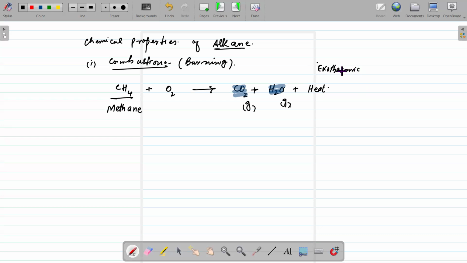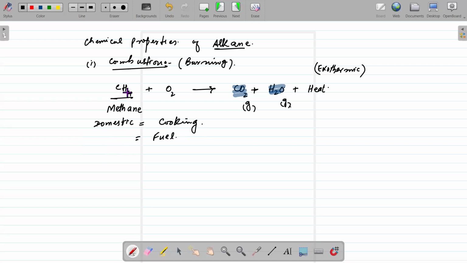So what is then the use of this reaction? It means if we take alkanes and burn them in the presence of oxygen, they will give us heat. So the use of this reaction is in domestic use for cooking, right? This methane gas we use in our homes for cooking purposes, and similarly another use is that they are used as a fuel.